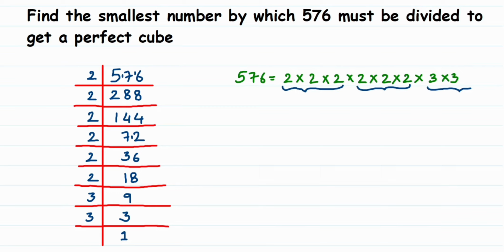But the question they're asking is, what number must be divided? So we have to remove a number. This is forming a perfect group, this is forming a perfect group, but this is not forming a perfect cube. So we're going to remove these 2 3s, that is factors, then we're going to get a perfect cube. To remove, we should divide. So we're going to remove 3 multiplied by 3, which is 9. So we have to divide 576 and its factors by 9 to get a perfect cube.